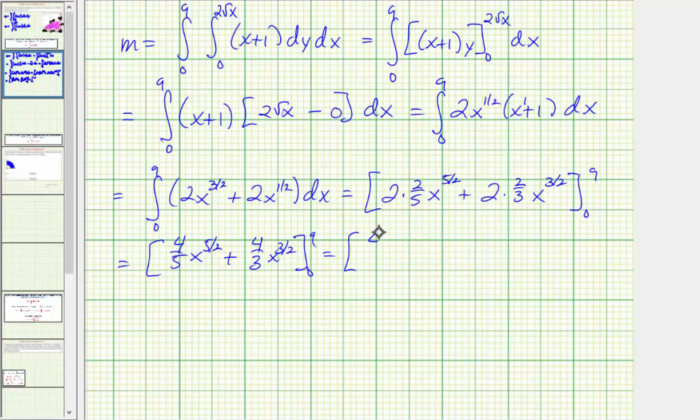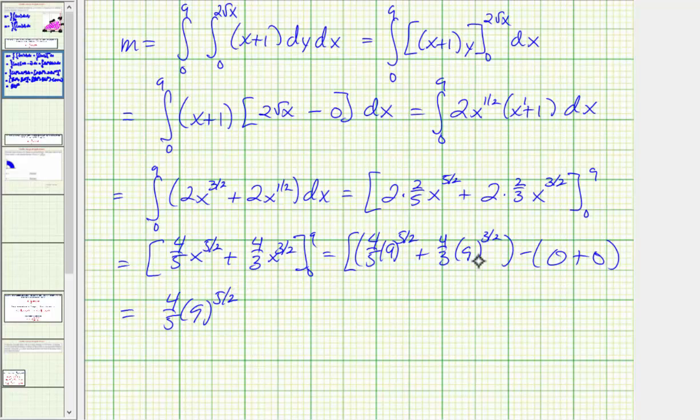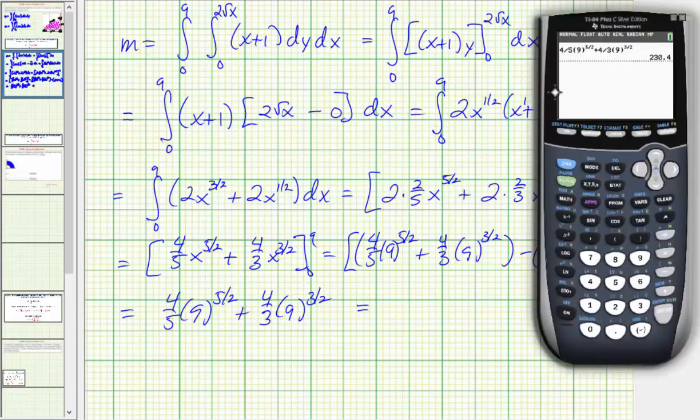So when x is 9, we have 4/5 times 9 to the 5/2 plus 4/3 times 9 to the 3/2 minus, notice when x is 0, both of these would be 0. So the exact mass would be 4/5 times 9 to the 5/2 plus 4/3 times 9 to the 3/2. Now we could factor this or change the form. Let's go and leave it in this form though and convert it to a decimal. So going to the calculator, notice how as a decimal the exact value is 230.4.